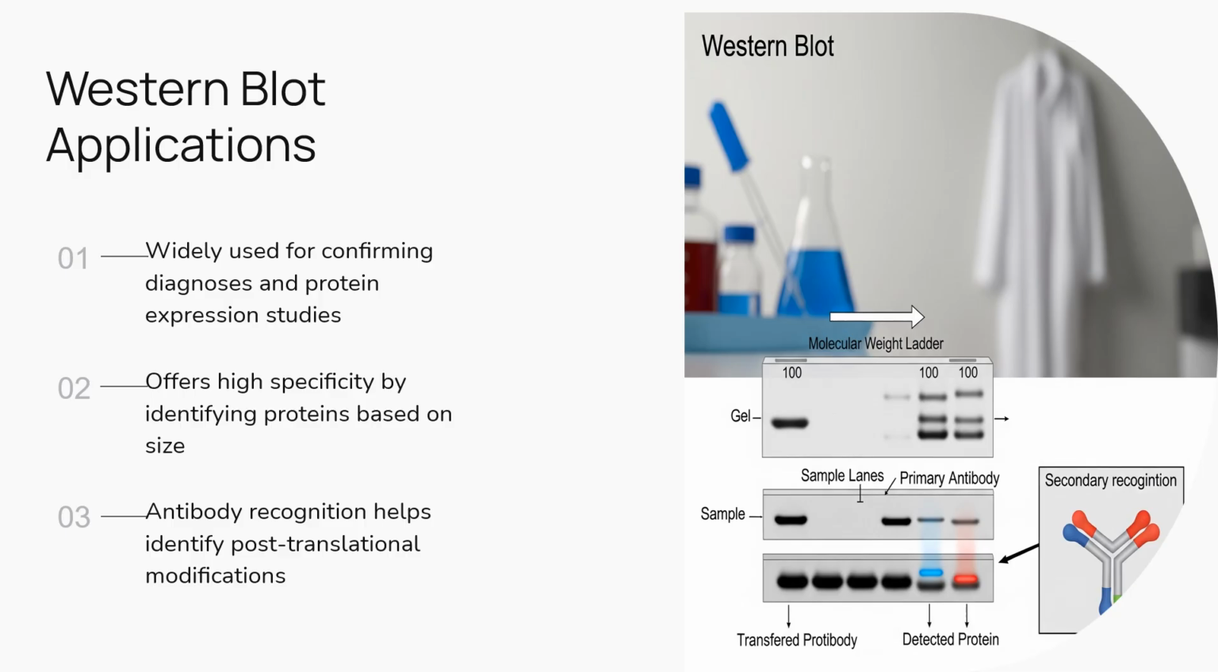and it is useful for detecting low abundance proteins and protein isoforms. Just some things to remember: Western blot combines gel electrophoresis and antibody detection to identify specific proteins. It is essential for confirming diagnosis and studying protein expression and modifications. Antibody specificity ensures accurate detection even in complex mixtures.